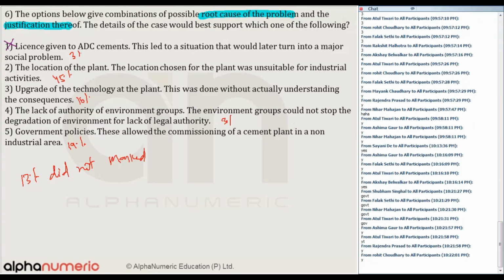And who has decided about the location of the plant? The government has agreed with the location of that particular plant. So that is also another reason that the answer can't be option number 2.